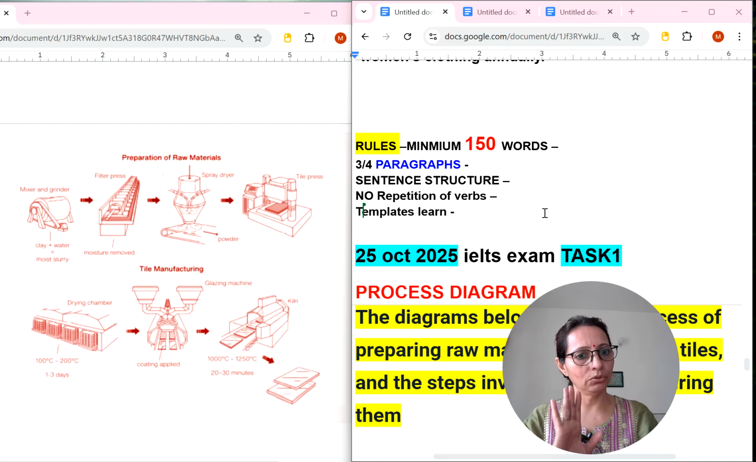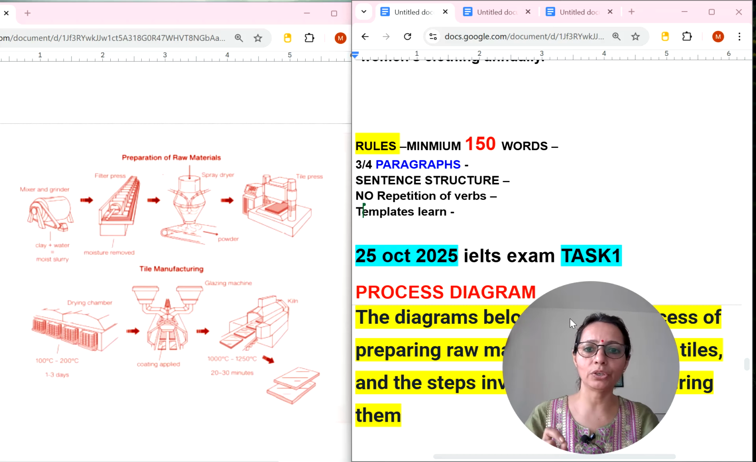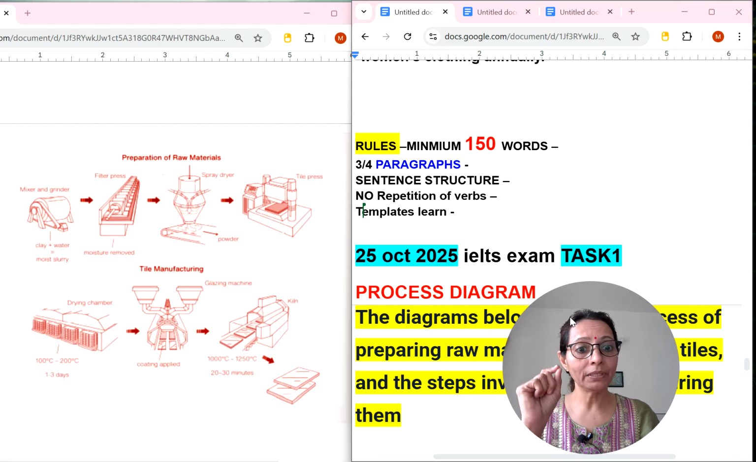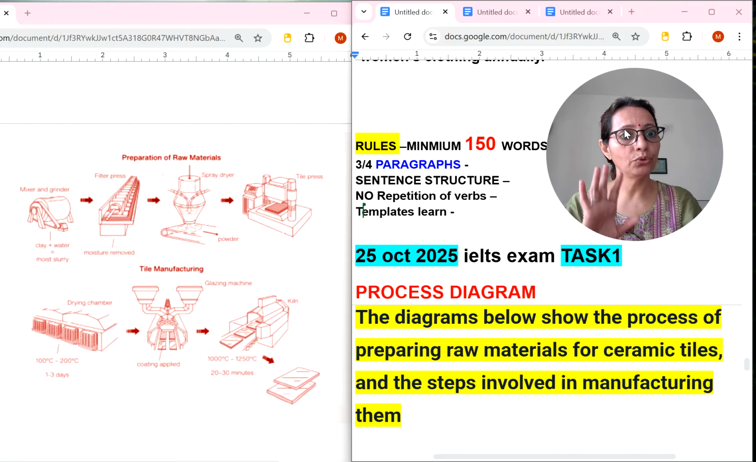Now let's read the question statement and let's start this video. How to get 8 plus band scores in Writing Task 1. In the actual exam, if you go through this, you can definitely achieve 8 plus band scores with daily practice. Okay, let's read the question statement for the process diagram.